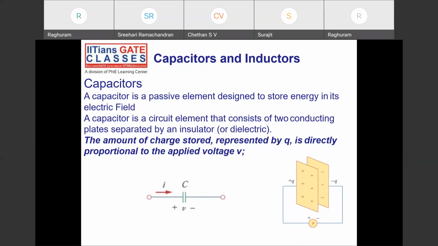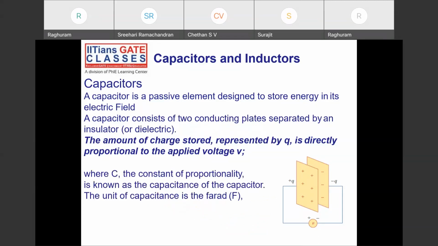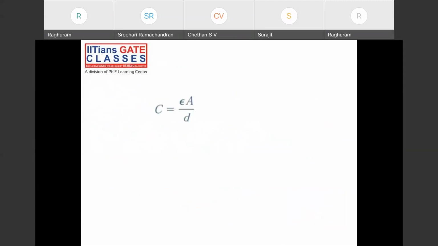This is how you represent a capacitor. Two plates, current i, C, and this is voltage V, where C is the constant of proportionality and is known as the capacitance of the capacitor. Unit is farad. As I told, capacitance is a physical property; it depends upon the area as well as the distance between the plates. Similar to resistance, which depends upon area and length, capacitance also depends upon area and distance between the plates. C is epsilon A by D.